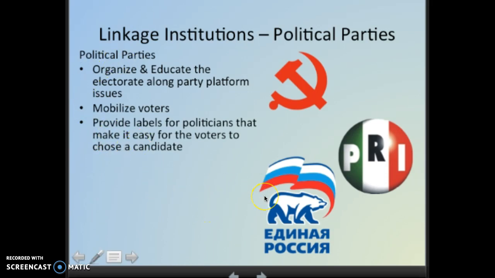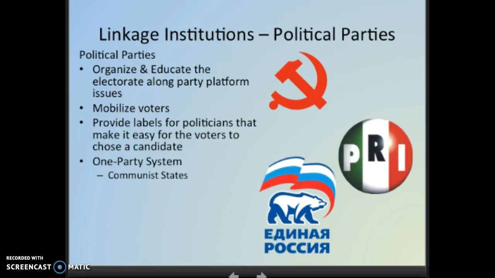Providing labels for politicians that make it easy for the voter to choose a candidate. Again, that whole idea of, if I don't know the person specifically and I don't know the candidate's position on certain issues, but they have the D or the R next to their name, then I know. If I know a little bit about the party's platform, that's enough for me to be able to make a decision.